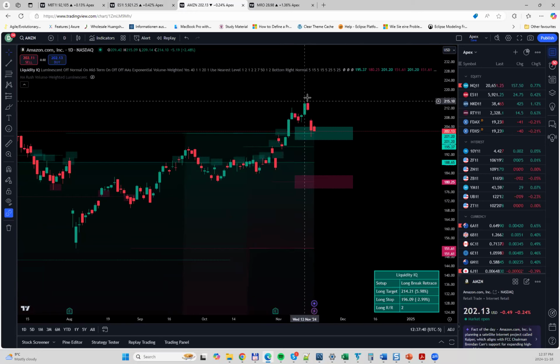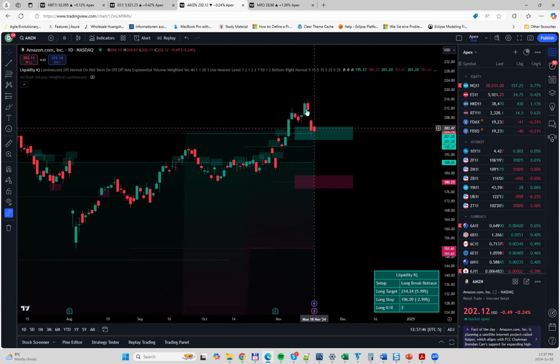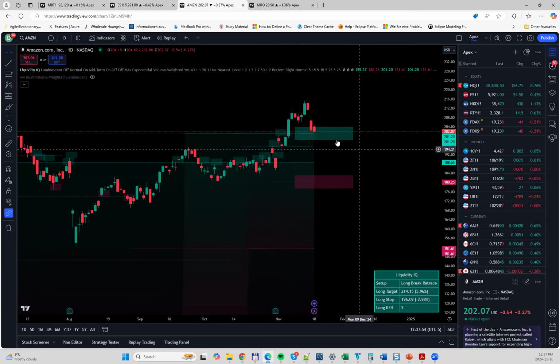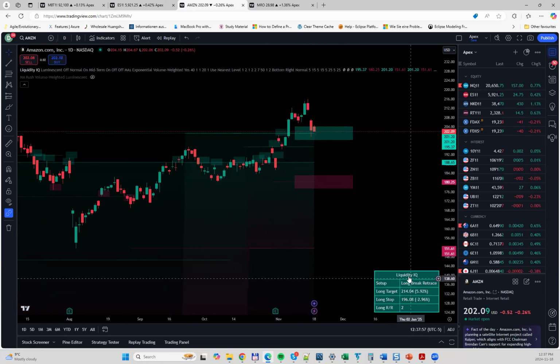It went all the way up, but then retraced. Not sure what happened here, why this gap down, but it retraced back to this resistance level, which is now acting as support. And the indicator shows you, hey, this setup is a long break retrace setup.